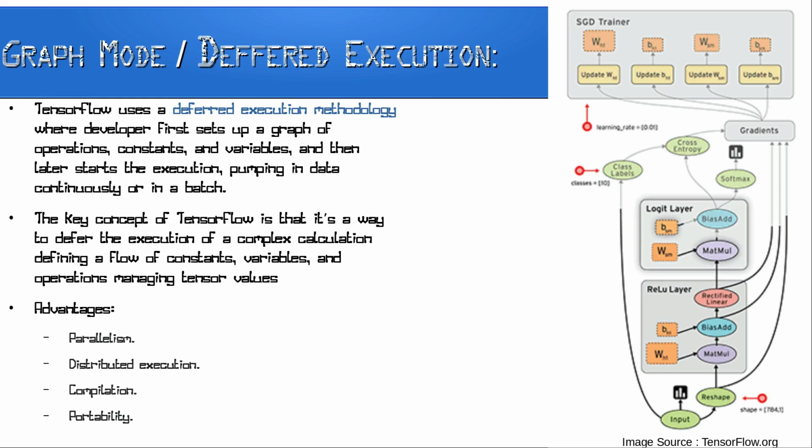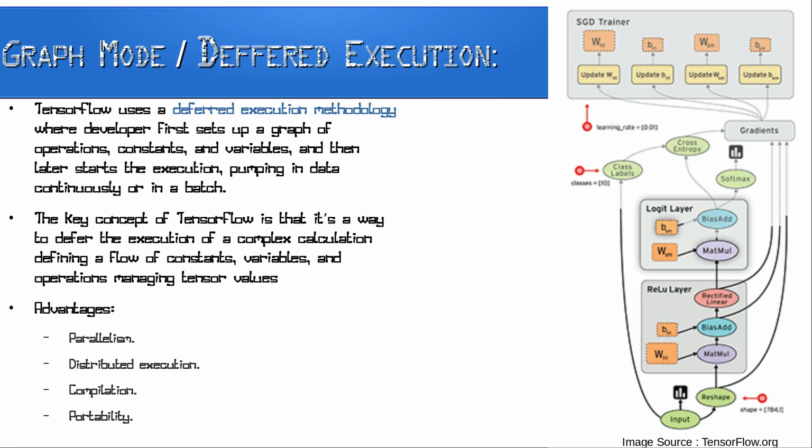By using explicit edges to represent dependencies between operations, it is easy for the system to identify operations that can execute in parallel. Distributed execution. By using explicit edges to represent the values that flow between operations, it is possible for TensorFlow to partition your program across multiple devices, CPUs, GPUs and TPUs, attached to different machines. TensorFlow inserts the necessary communication and coordination between devices.